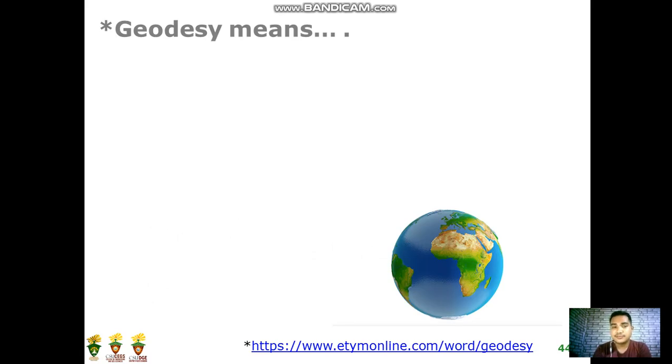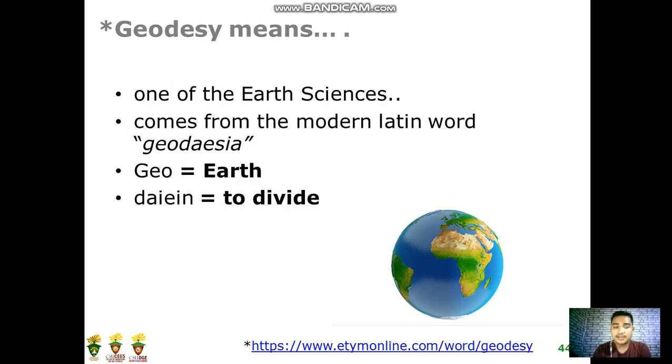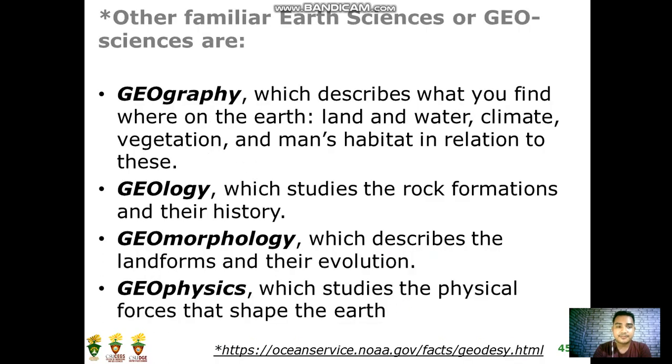First, let us recall the meaning of geodesy. So di pasabot sa geodesy. Geodesy is one of the earth sciences, and it comes from the modern Latin word geodesia, which means geo is earth and dien is to divide. If we combine these two words, it will be dividing the earth. So in short, geodesy is dividing the earth.